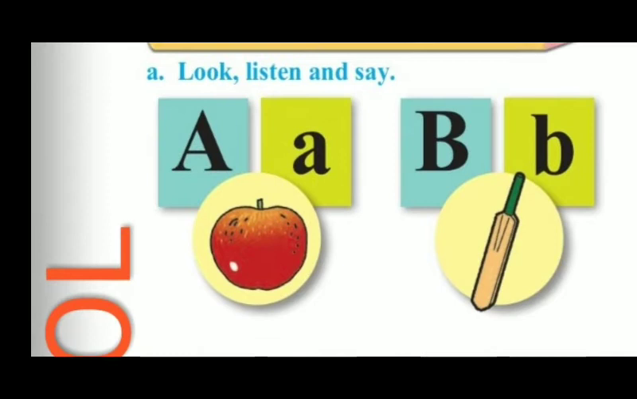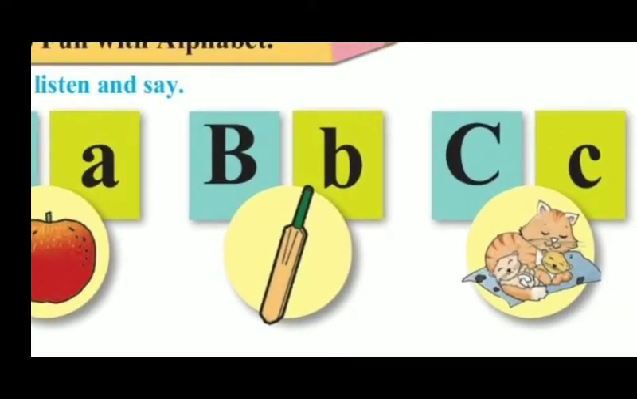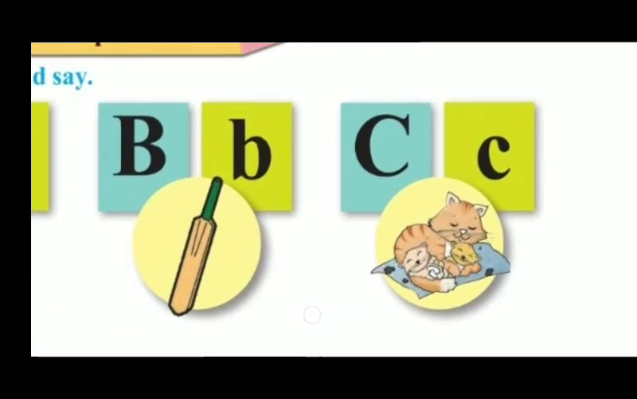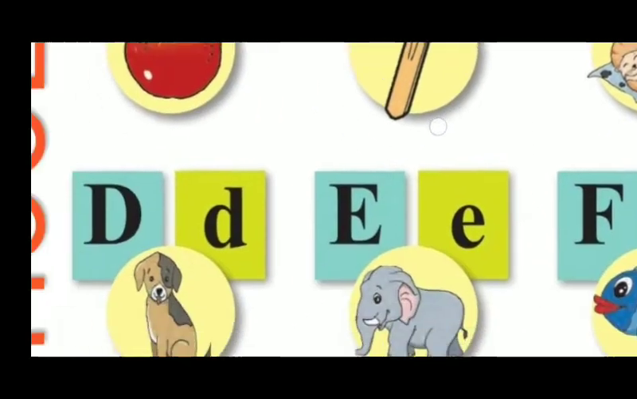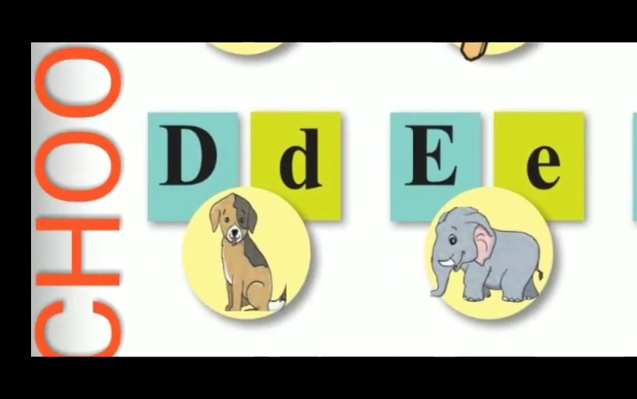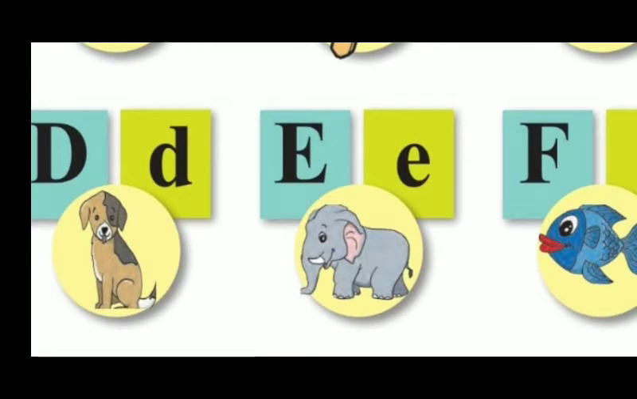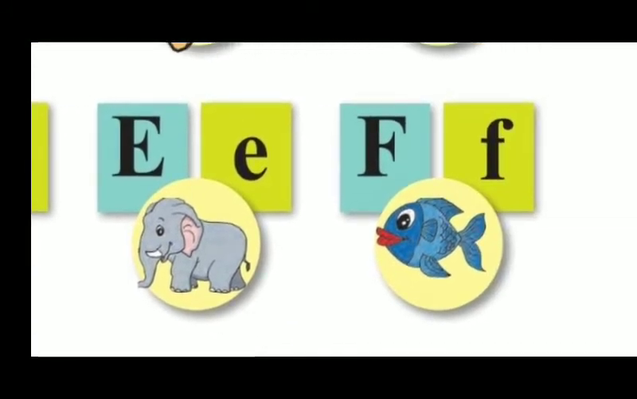A for apple. B for bat. C for cat. D for dog. E for elephant. F for fish.